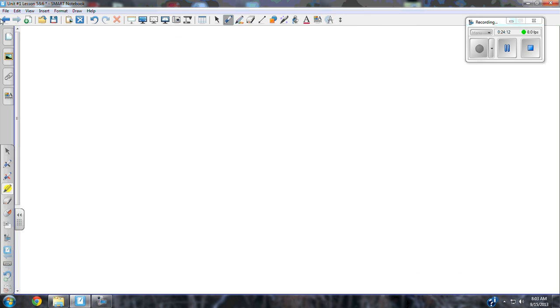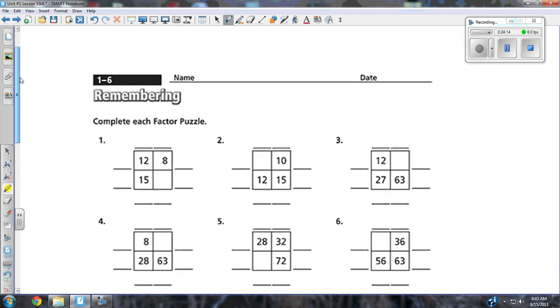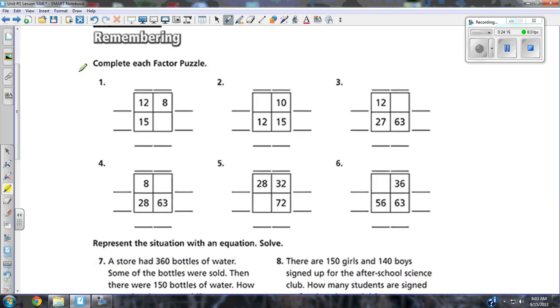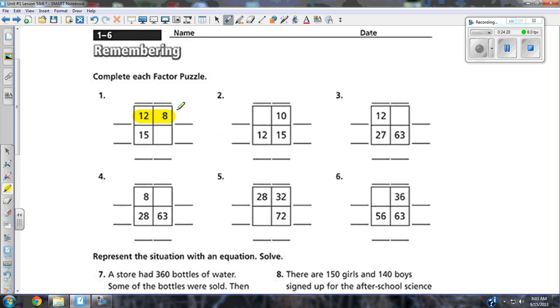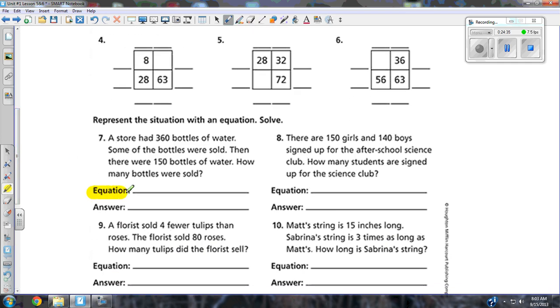And then the remembering page looks like this, more factor puzzles. Again, you're focusing on the 12 and the 8. What factor do they have in common? And we'll work on that as well in class. And then down below, same thing, we have to write the equation and then give the answer. That concludes Unit 1, Lesson 5 and 6, and we will work on it more in class tomorrow.